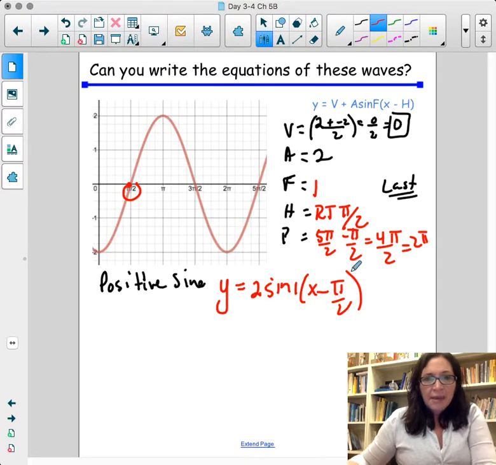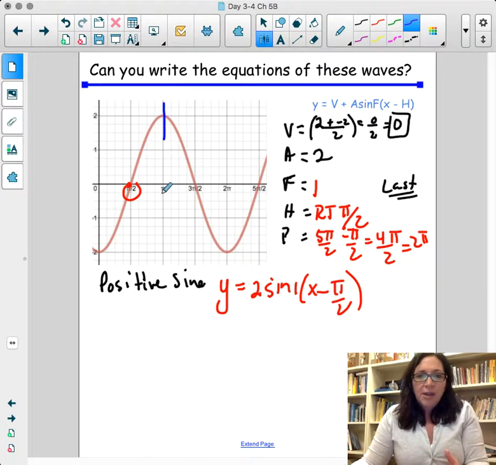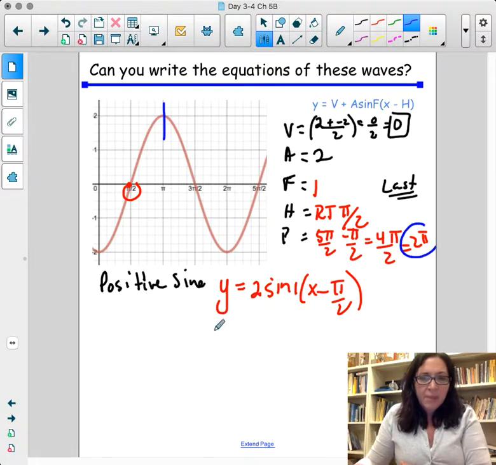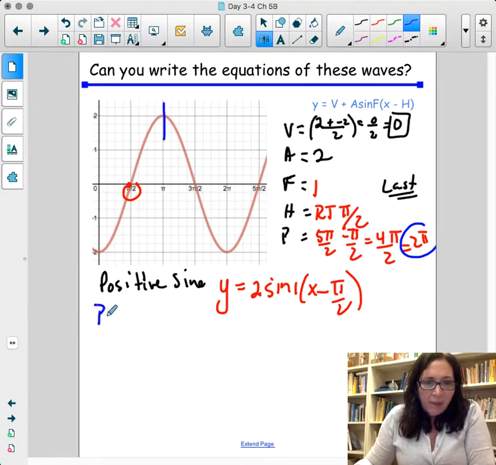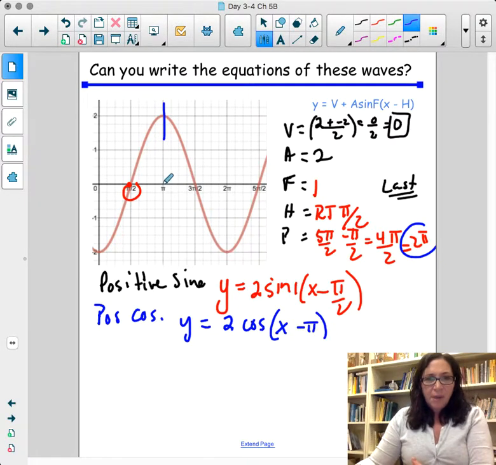So I'm done. Now, just for fun, let's make this into a cosine wave. Remember, cosine starts high, ends high. I don't even care where it ends because I know where it starts, and I know my frequency is 1 and my period is 2 pi. So a positive cosine graph would be y equals 2 cosine. Now this is where it changes. My shift is going to change: x minus pi, because the cosine starts at pi.